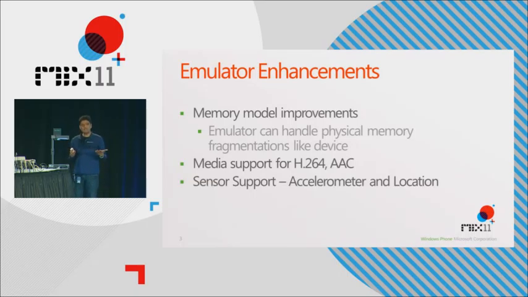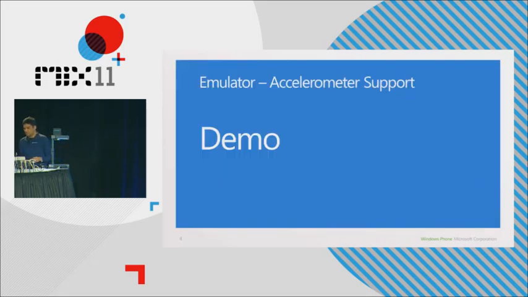There are a lot of applications today that use location and accelerometer APIs. We are adding support for both these things in our emulator. And I'm going to give you a little demo on both accelerometer and location. So let me start with accelerometer. Before I get into the demo, what are the kinds of scenarios that you actually have which use accelerometer APIs? So let's say this is my phone.